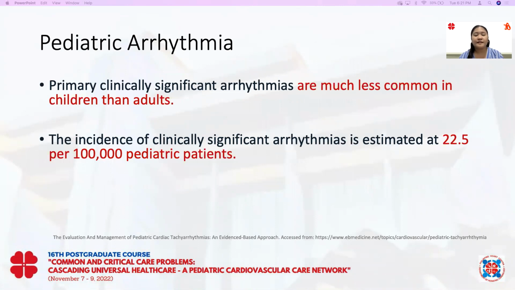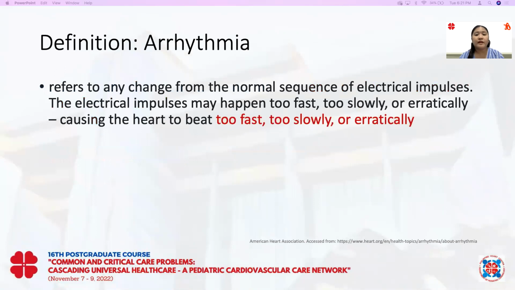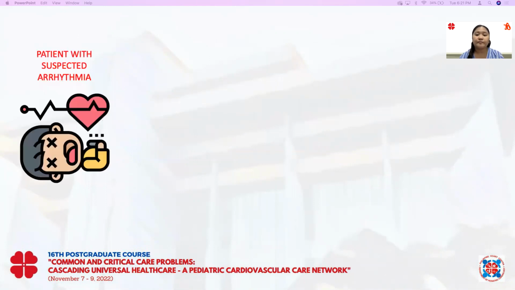Primary clinically significant arrhythmias are much less common in children compared to adults, and the incidence of clinically significant arrhythmias is estimated at 22.5 per 100,000 pediatric patients. The American Heart Association defines arrhythmia as any change from the normal sequence of electrical impulses causing the heart to beat too fast, too slow, or erratically.